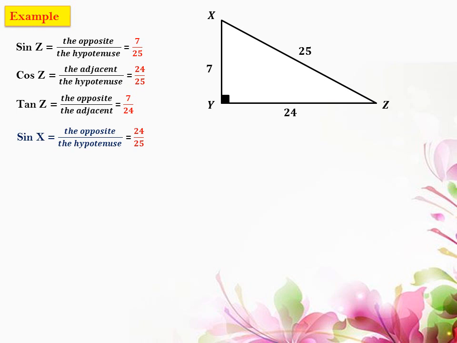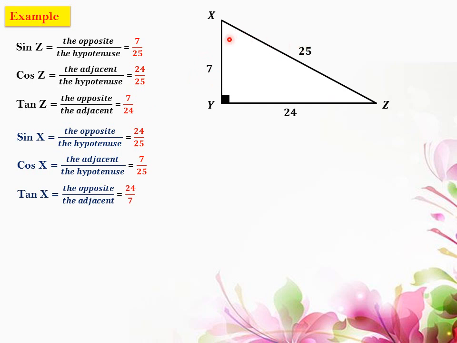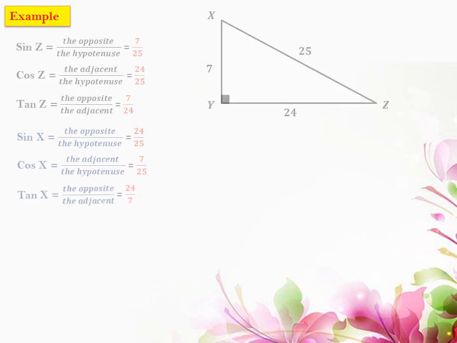For angle X, sine X is opposite over hypotenuse. Opposite of X is YZ, 24, over hypotenuse 25. Cosine X equals adjacent over hypotenuse. Adjacent 7 over 25. Tan X equals opposite over adjacent. Opposite for X is 24, adjacent of X is 7, then tan X equals 24 over 7.